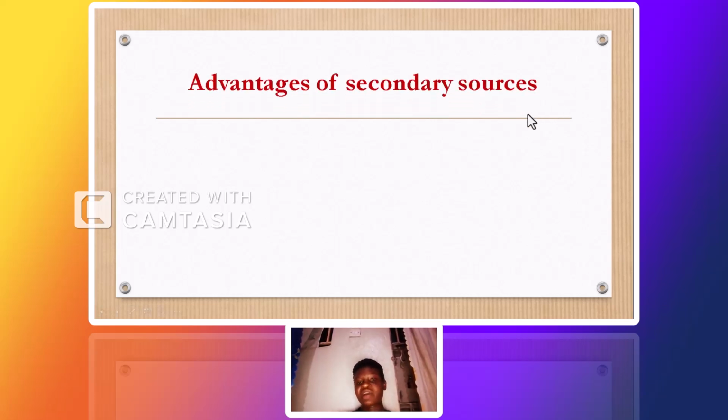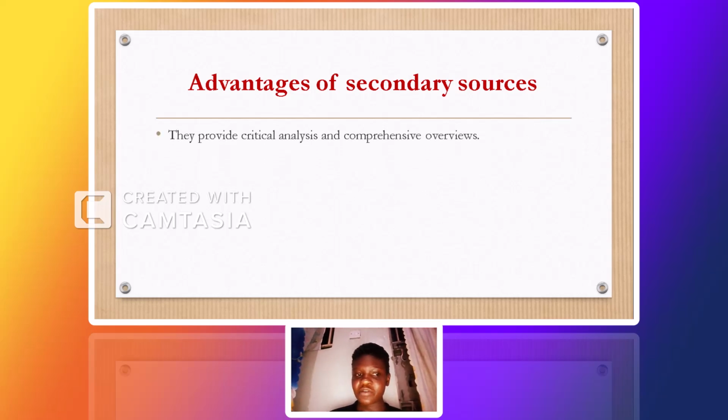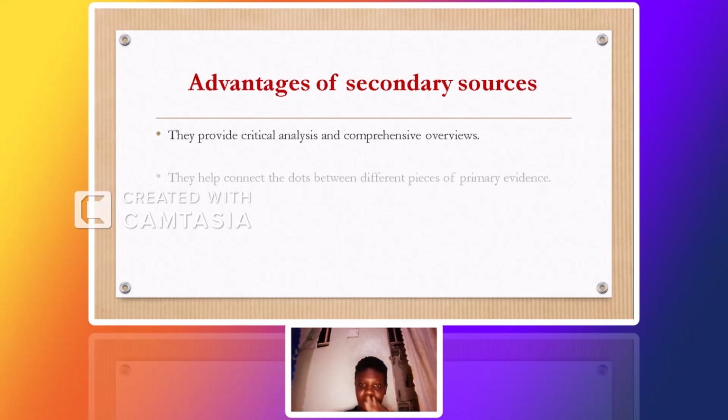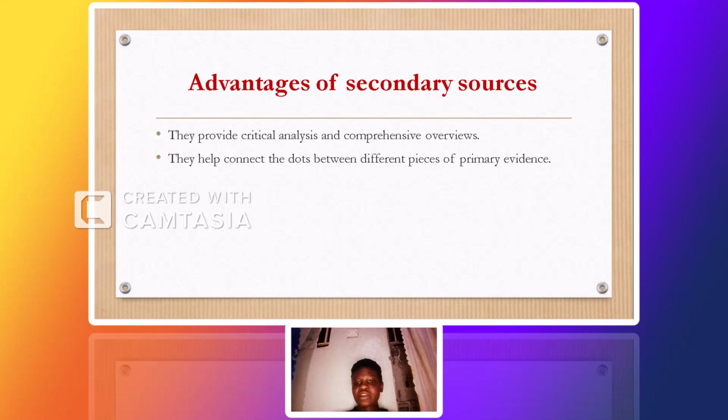Now you're going to look at the advantages of secondary sources. One of them is that they provide critical analysis and comprehensive overviews. They help connect the dots between different pieces of primary evidence. Here, we understand that these secondary sources can gather the small parts of different primary information, whereby they put the small pieces of information together. It helps us to understand more.